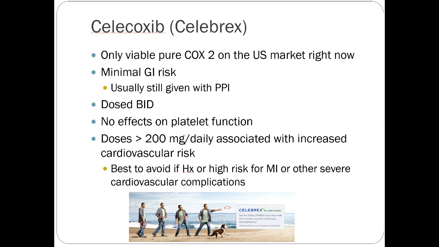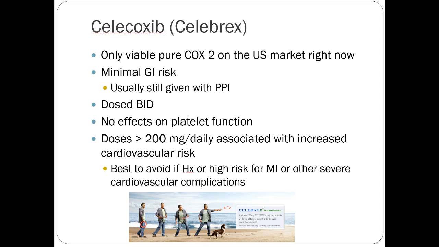Dose twice daily, no effect on platelet function. Doses over 200 milligrams a day are associated with increased cardiovascular risk, so we keep it under 200 a day. Best to avoid, again, if there's high-risk complications with celecoxib. So very popular medication. A lot of people end up taking this just because of the lower GI bleeding risk. It is a generic option. It is relatively inexpensive, so there is that too.